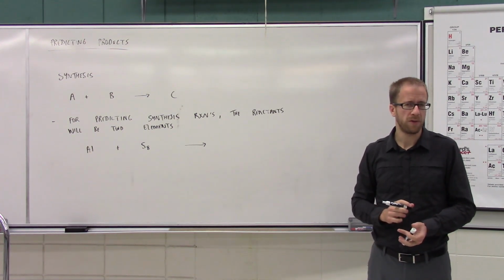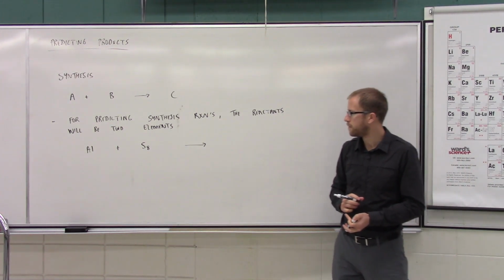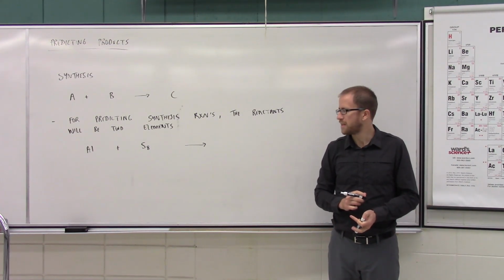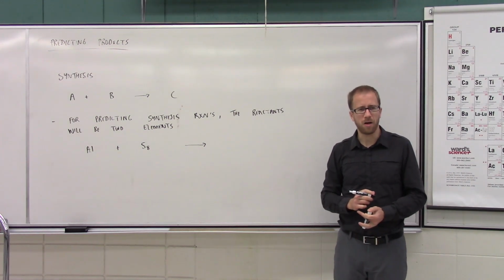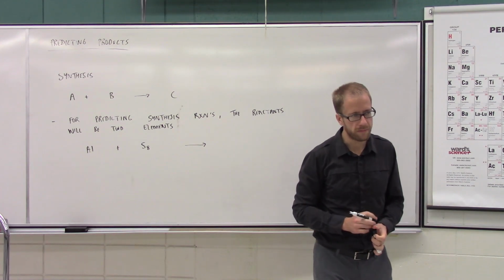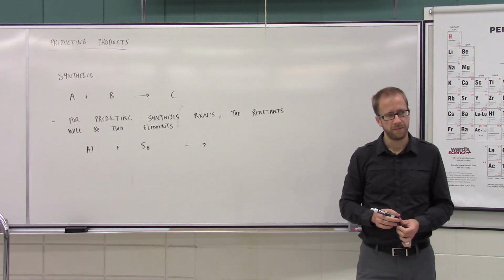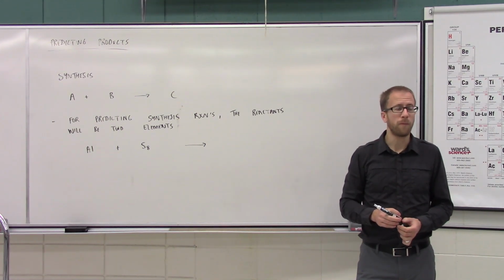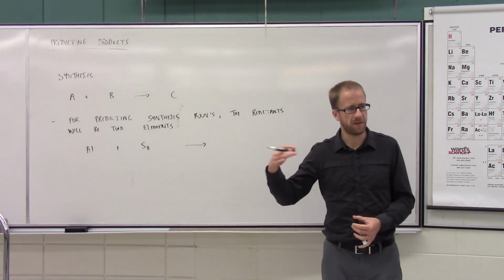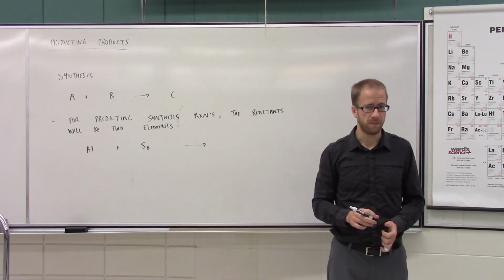What kind of compound would this form? Anyone want to take a stab at it? What is the ionic compound that is formed between aluminum and sulfur? When you're forming an ionic compound, what are the steps? You have to get proficient at this, right? We're coming close to the unit test. What are the steps that you need to do?